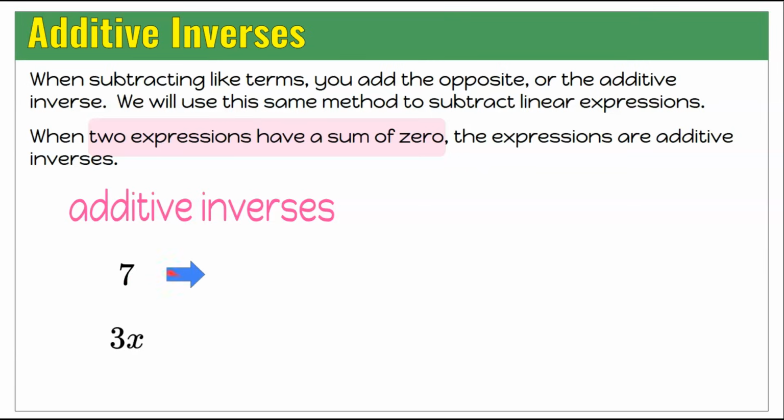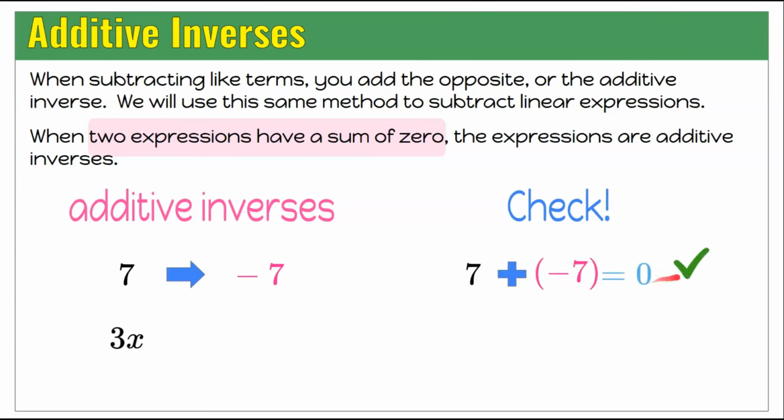Think of opposite sides of a number line. 7 is 7 units from 0, so I'm to the right, so I'm going to go to the left. That would be -7. Let's check it. 7 add -7 equals 0. It checks. So 7 and -7 are additive inverses.